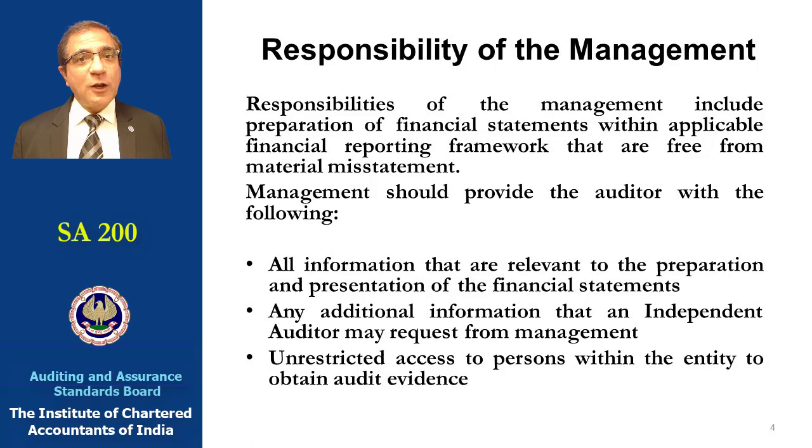The management should provide the auditor all this information. So which is this information? It is all information that is relevant to the preparation of the financial statements, and any additional information that the auditor may want in order to carry out certain inquiries and procedures which he believes are important to sign off on the true and fair view, and therefore the management should give unrestricted access to the independent auditor.